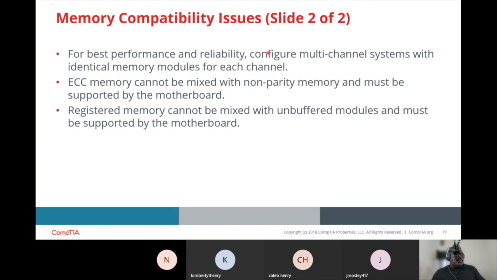For best performance and reliability, you want to configure multi-channel systems with identical memory modules for each channel. ECC memory cannot be mixed with non-parity memory, and it must be supported by the motherboard. Registered memory cannot be mixed with unbuffered modules and must be supported by the motherboard. We'll discuss that a little bit later.